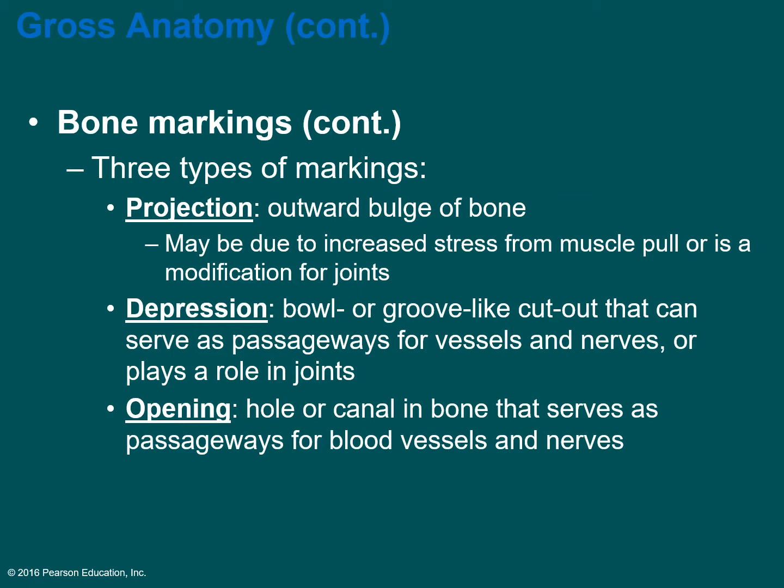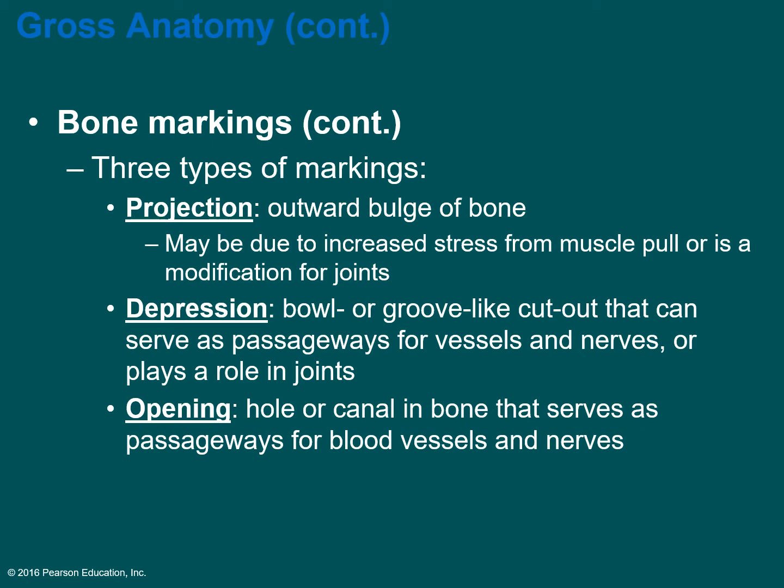So three types of markings: projections, which is an outward bulge of the bone. It's often a modification for joints or where you have a muscle attached and there's increased stress from that muscle pull. Depressions are kind of like a bowl or a cutout that can serve as passageways, like I said, for the nerves, the blood vessels, or also playing a role in the joint in the way adjacent bones have to fit together. Openings, as the name implies, it's a hole that serves as a passageway for the blood vessels and the nerves.